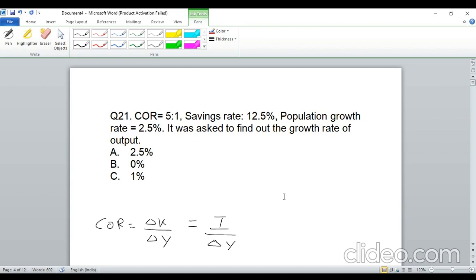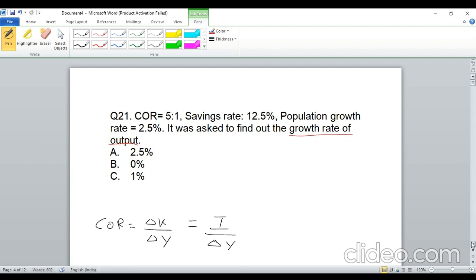So, question number 21, here we were given the capital output ratio, which was given as 5 is to 1, and then savings rate was given as 12.5 percentage, and population growth rate was also given as 2.5 percentage, and then it was asked to find out the growth rate of output. Now here I'm a little bit confused. I'm not able to remember accurately whether we were asked to find the growth rate of output or growth rate of per capita output, but let us see how to solve this.